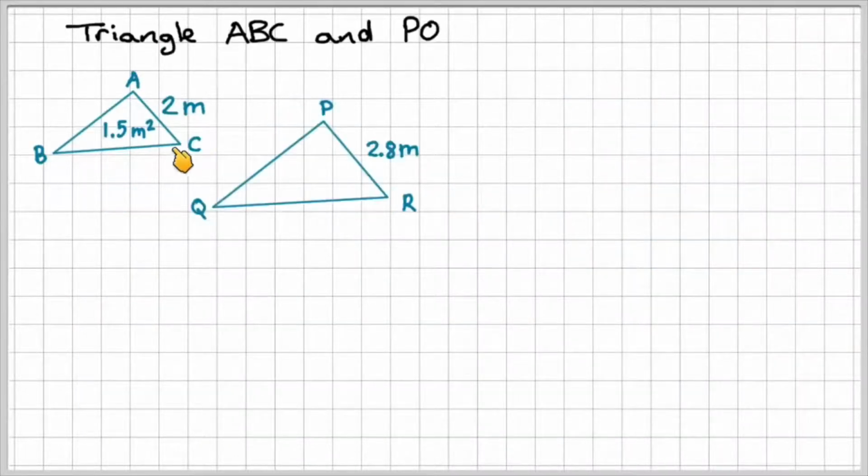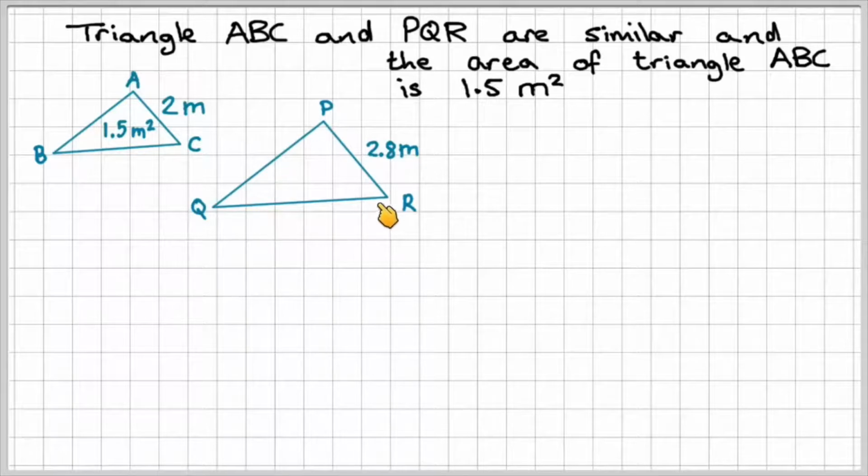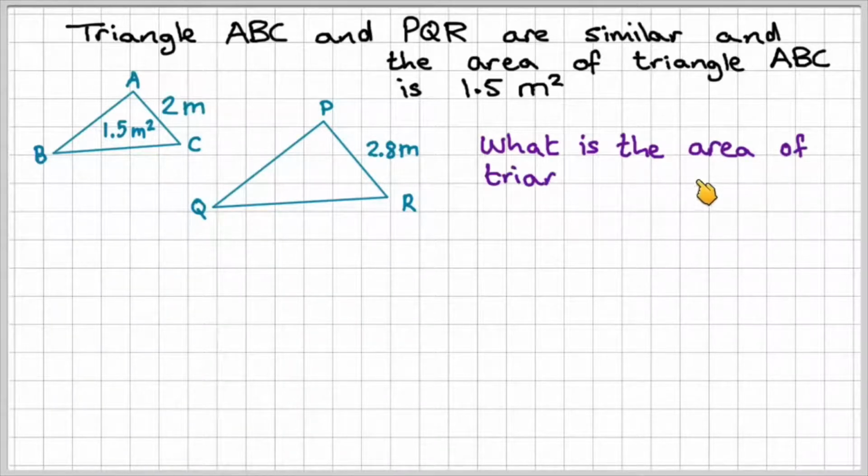We have a triangle ABC which has an area of 1.5 meters squared and a side length of AC 2 meters. We have a similar triangle PQR that has a corresponding side length PR of 2.8 meters. So the question is, what is the area of triangle PQR?